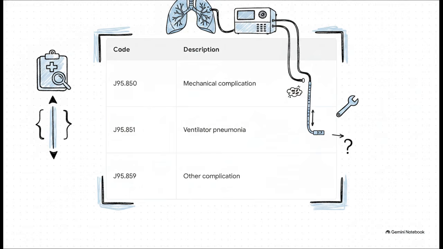You've got J95.850 for mechanical complications, J95.851 specifically for ventilator-associated pneumonia, and J95.859 for other complications of a respirator. Mentally anchoring exactly where this code sits within the broader category of respirator complications is going to help ensure you're selecting the precise code for the clinical picture documented in your chart.